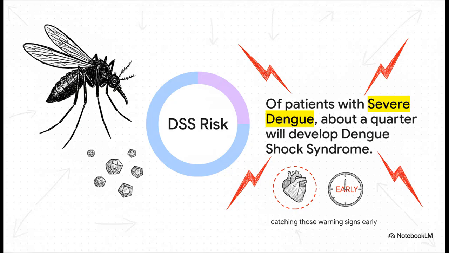And the stakes here are incredibly high. For patients who develop severe dengue, a really significant number, somewhere around 20 to 30%, so about 1 in 4, will go on to develop dengue shock syndrome, and that is a state of circulatory failure and a major driver of mortality. This statistic just hammers home why catching those warning signs early is so incredibly vital.